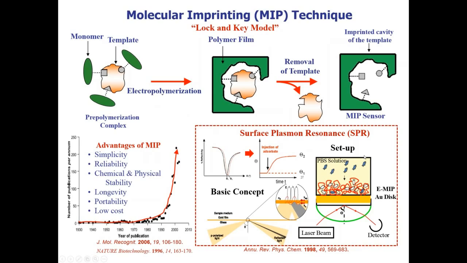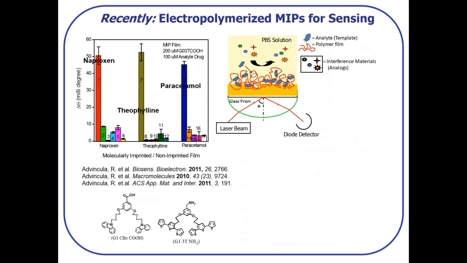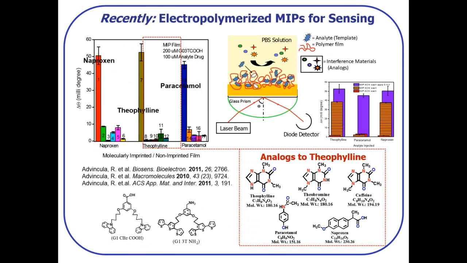So just to show you the materials, we utilize these monomers or electropolymerizable monomers that can then be complexed with the analyte that we are investigating. In this case, we investigated drugs, different types of analogs of caffeine, and then we utilized molecular imprinting.